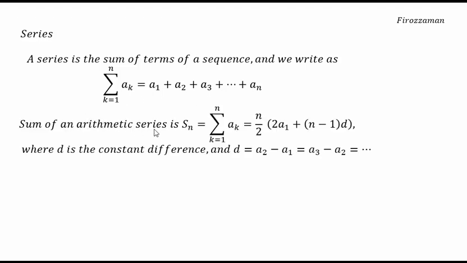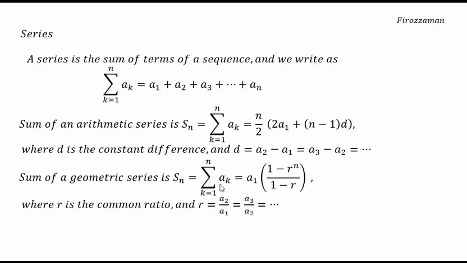The sum of an arithmetic series is given by this formula. It is n over 2 times (2a1 plus (n minus 1) times d). Here a1 is the first term of that series, n is the number of terms that we are summing, and d is that constant difference. So it's the difference between a term and its previous term, and that is always constant.